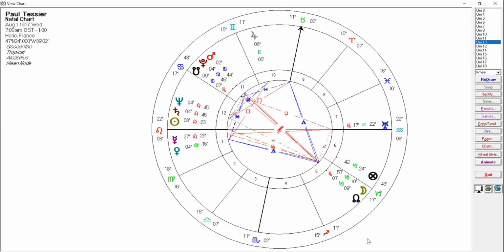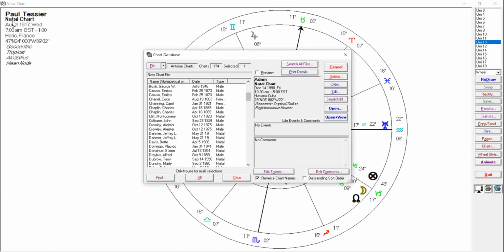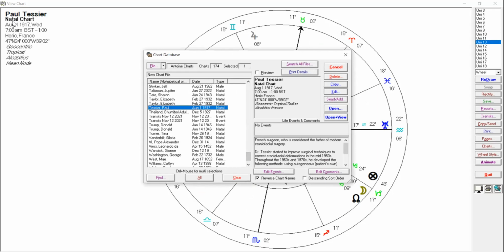Paul Tessier. I think Paul Tessier is the father of craniofacial surgery. So constructive surgery for the jaw and skull. He developed methods using autogenous bone grafts instead of silicone and acrylic. We're going to see who those planets signify, both their natural significations and natal house significations.